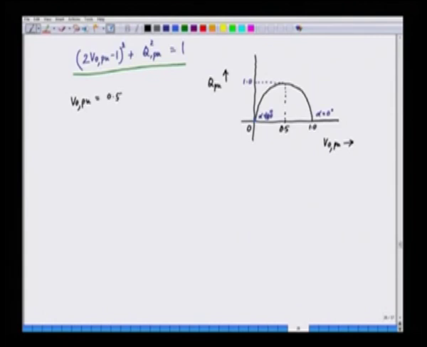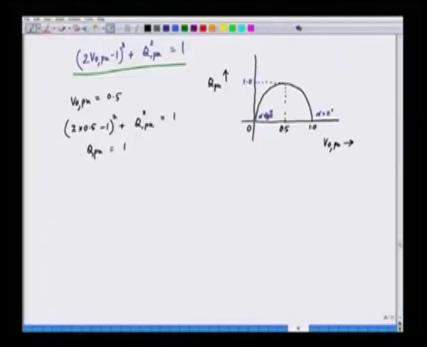Now, if we put V naught per unit as 0.5, what do we have here? 2 into 0.5 minus 1 whole square plus Q per unit square is equal to 1. So, this is 0, and what we obtain here is that Q per unit is equal to 1. It means when V naught per unit is 0.5, the output is half of the maximum output, and that is the point when we require the maximum reactive power.